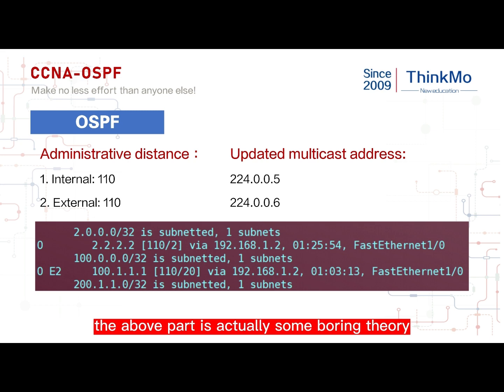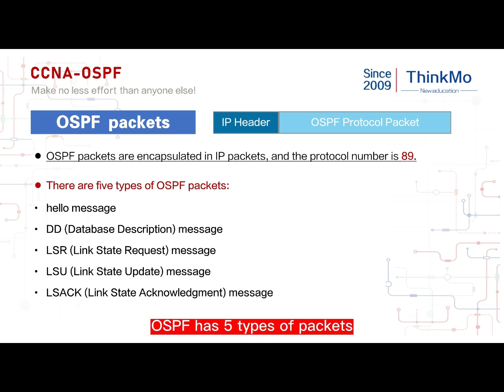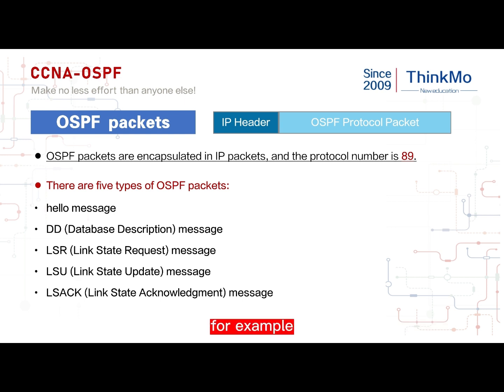The above part is actually some boring theory. Then we will start to look at the part of the message. OSPF has 5 types of packets: hello, DD, LSR, LSU, and LSAC. The first is the hello packet. It is a message to keep alive each other. Further down here are some summaries of what we sent, for example, I send you a list. We'll talk about this relationship in a minute. Further down this is a request. Then update. The last one is to confirm.